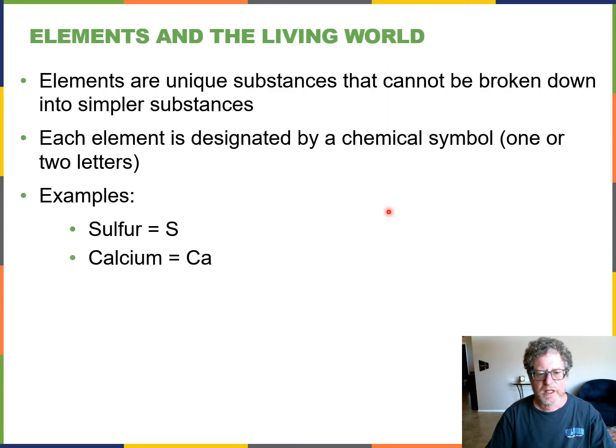Okay, there are 92 basic substances that matter is composed of. We call those substances elements. And elements cannot be broken down into simpler substances. We give every element a 1-letter abbreviation or a 2-letter abbreviation. So for example, sulfur is one of the 92 elements, abbreviated S. Calcium is one of the 92 elements, abbreviated Ca.